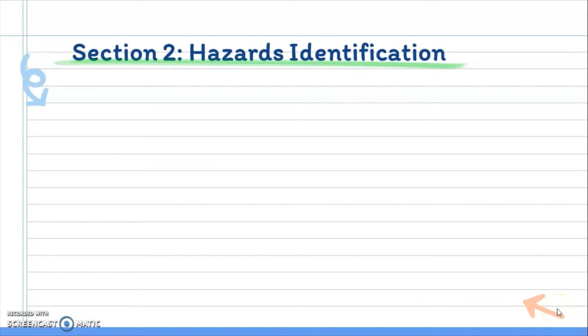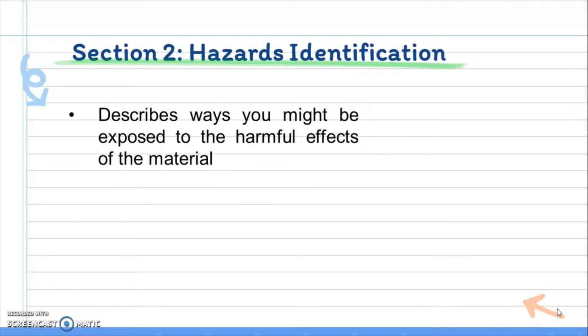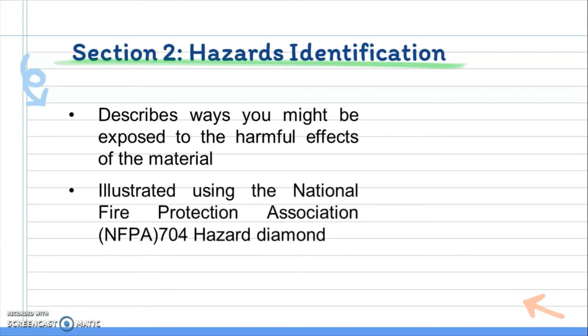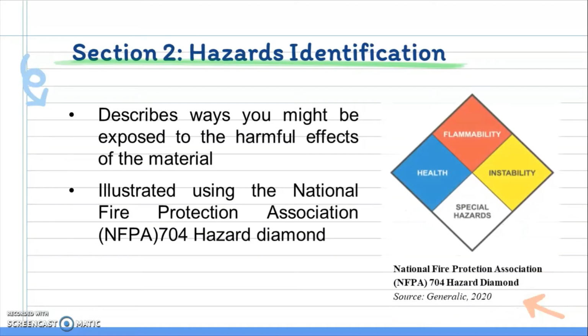Section 2 is hazards identification. It describes ways you might be exposed to the harmful effects of the material or yung hazards na pwedeng idulot sa atin ng chemical. It is illustrated using the National Fire Protection Association hazard diamond. So, ito yung itsura ng hazard diamond.